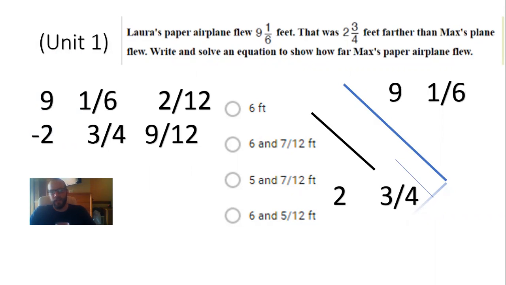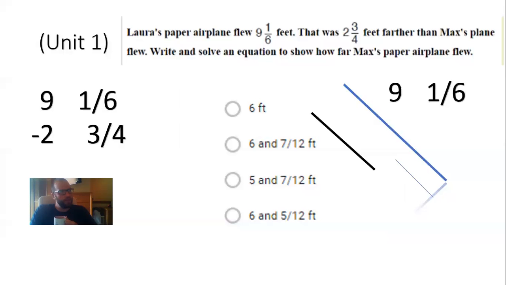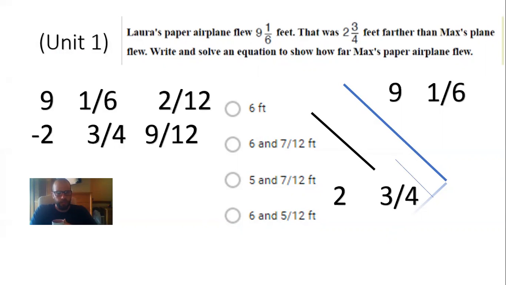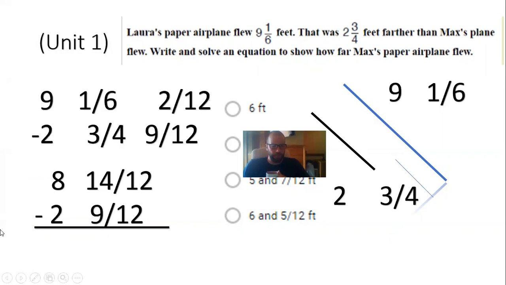What does that answer? Well, when I take 9 from 2, I go to jail because it's illegal. So I got to borrow a whole from the 9. How many 12ths is 1 whole? 12. So 12 12ths plus 2 12ths is 14 12ths. So now I don't have a 9. I have 8 wholes because 1 whole turned into 12 12ths. So 8 and 14/12 minus 2 and 9/12 is equivalent to 6 and 5/12. That's it. That's easy. All right.